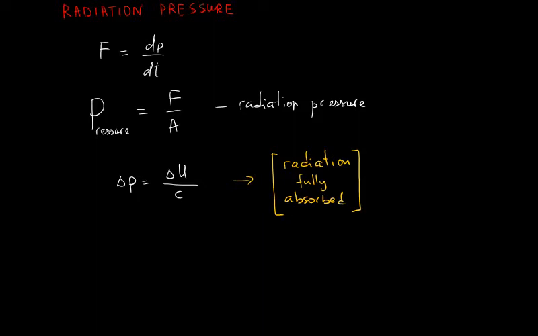Maxwell also showed that when the radiation is fully reflected, then the radiation momentum being transferred is twice as great. So I can say delta P equals 2 times delta U over C, which is the case when we have radiation fully reflected.